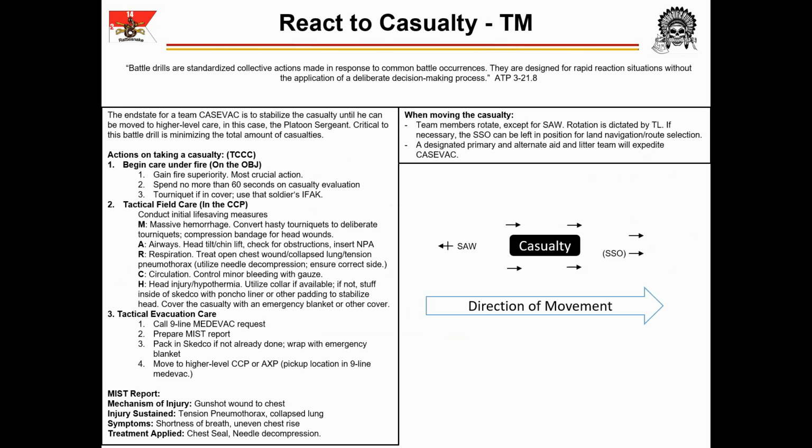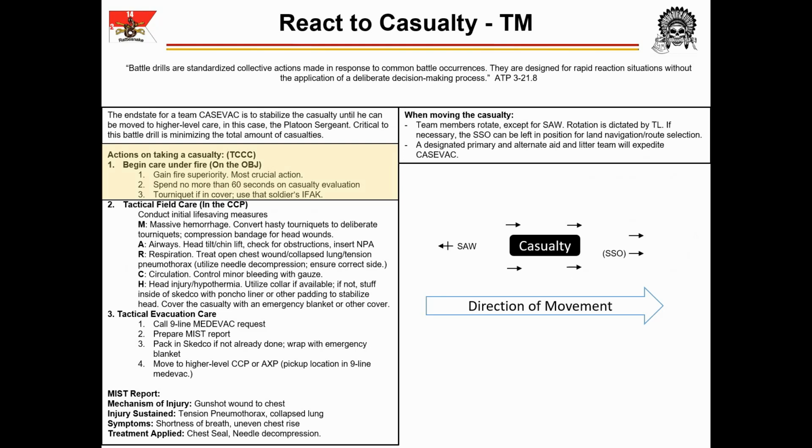The Army's actions on taking a casualty follow the TC3 process, which stands for Tactical Combat Casualty Care. It is a 3-phase process shown on the left-hand side of the board. The first phase is care under fire, which happens at the point of injury. The second phase is tactical field care, which occurs at the CCP in order to stabilize the casualty. The third phase is tactical evacuation care, which prepares the casualty to be moved to Role 1 care.